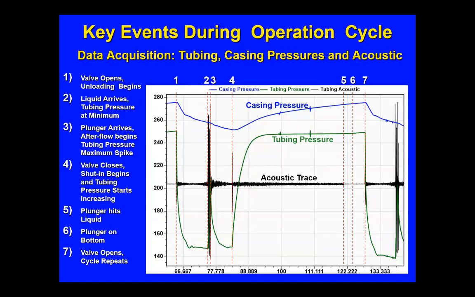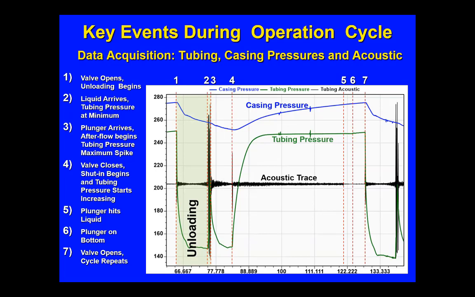So let's start with a conventional operational cycle in a plunger lift well. By using the data here, we can look at the tubing pressure. It's usually a good indicator to see where we are in the cycle. This is a well with no packer, and we can see the pressure drop. We could start at any point, so let's start when the valve opens. In this cycle, we start when the valve opens. That's what we call the unloading.